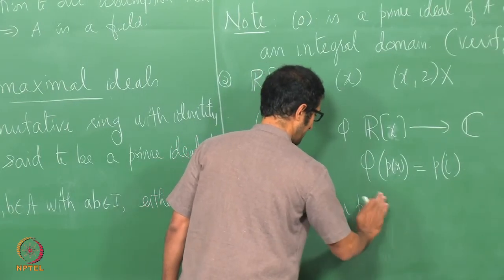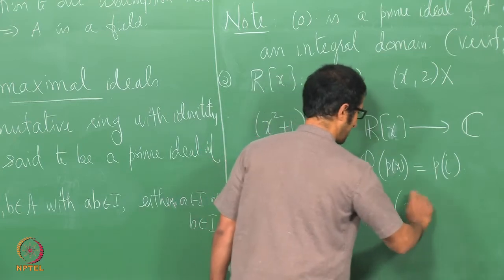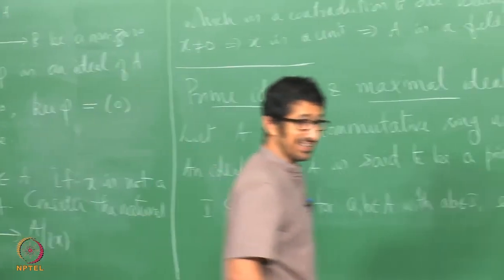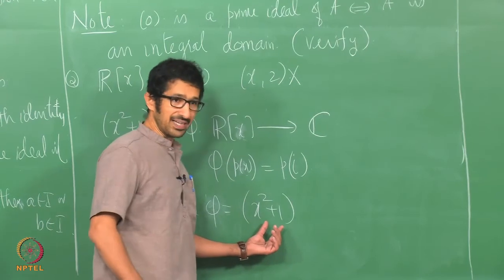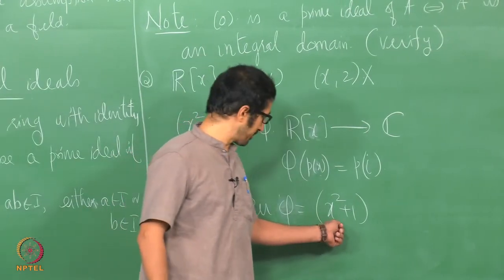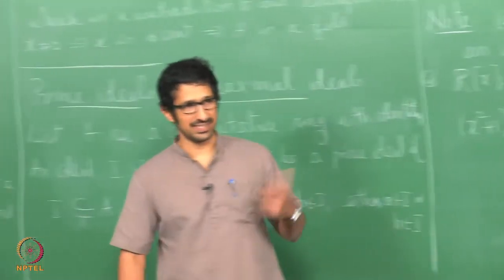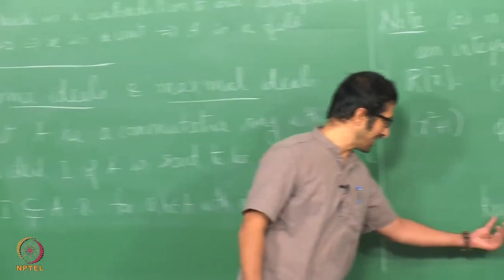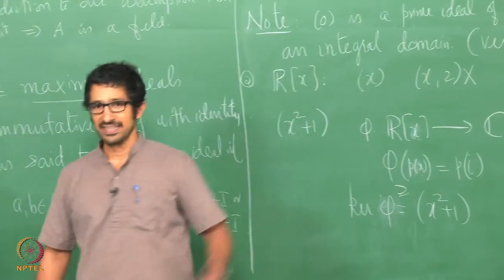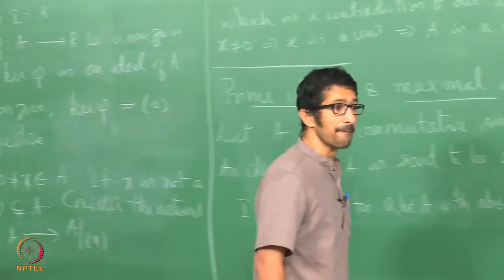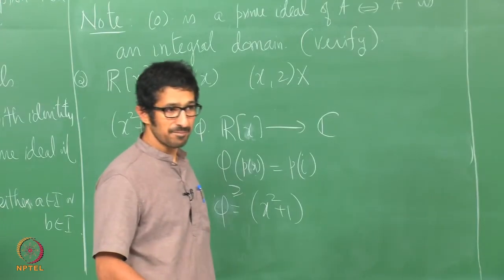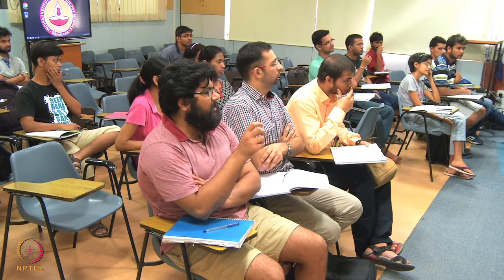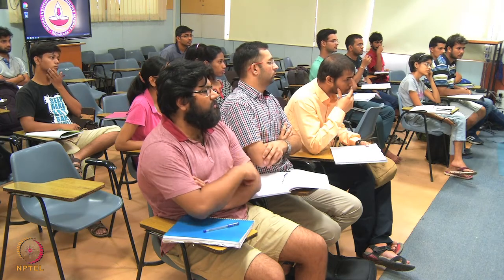The kernel of phi is generated by x square plus 1. Why is it so? It will subsume all the elements. Yeah, my question is why? x square plus 1 certainly belongs to the kernel, so this inclusion is fine. Why is it true that any element of kernel phi is in this ideal? We take any element, act it as a factor, and then we show that the remainder is 0.